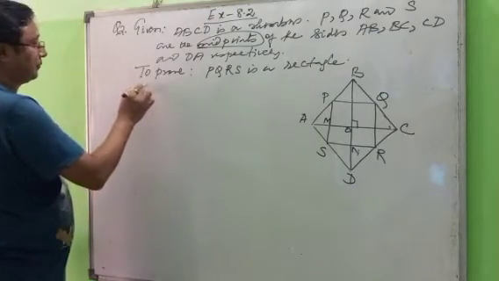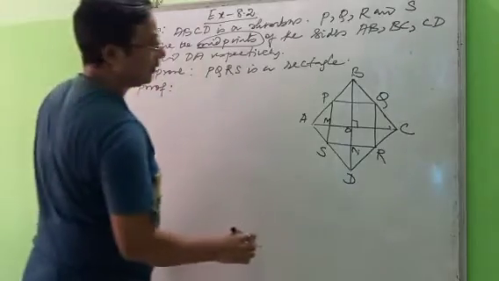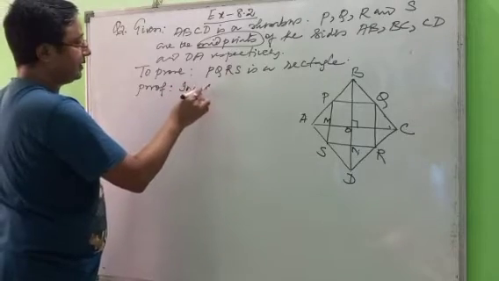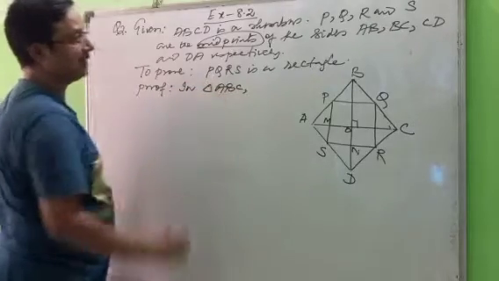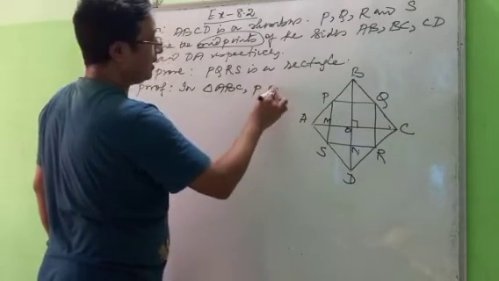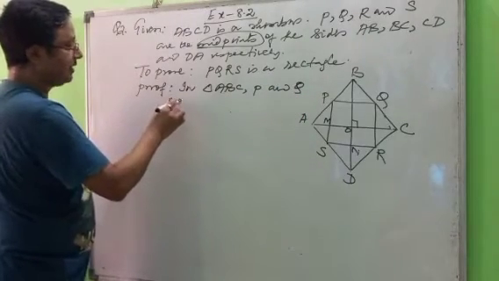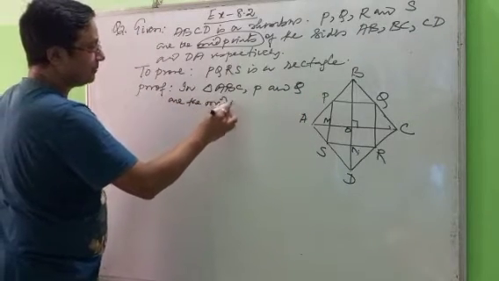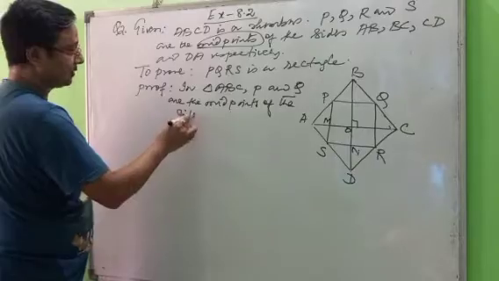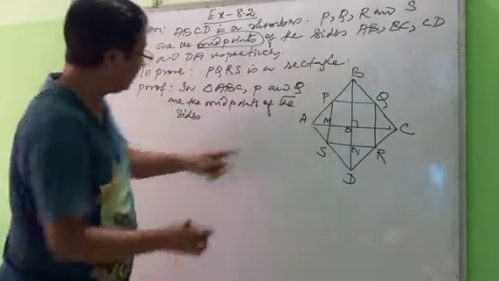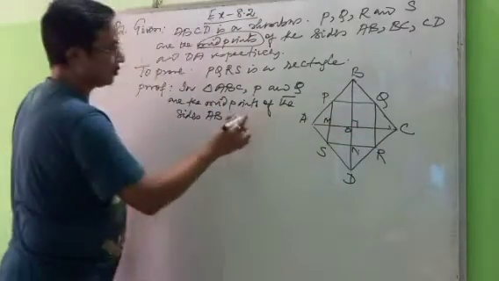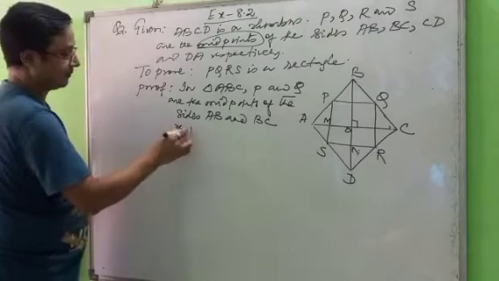Now, let us take the proof. So, let us take the triangle ABC. So, in triangle ABC, P and Q are the midpoints of the sides. So P is the midpoint of AB, and Q is the midpoint of BC respectively.